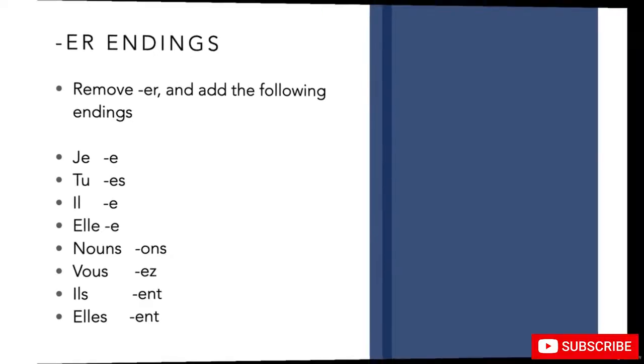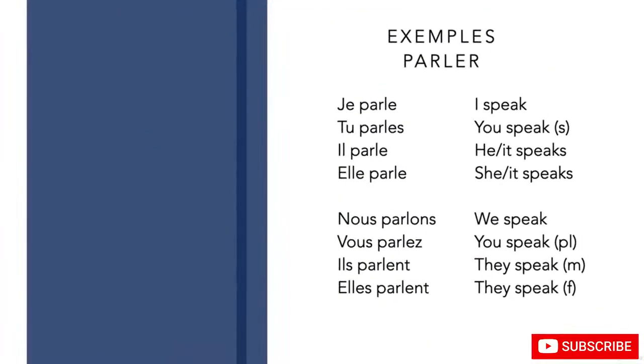Now let's look at some examples. Je parle, tu parles, il parle, elle parle. Nous parlons, vous parlez, ils parlent, elles parlent. You'll notice that for the last two, the ils and elles forms, the ENT is never pronounced in French. There's only one frequently used word in French where you would pronounce the ENT, and that is not a verb. So whenever it's a verb and there's an ENT, never ever pronounce it.